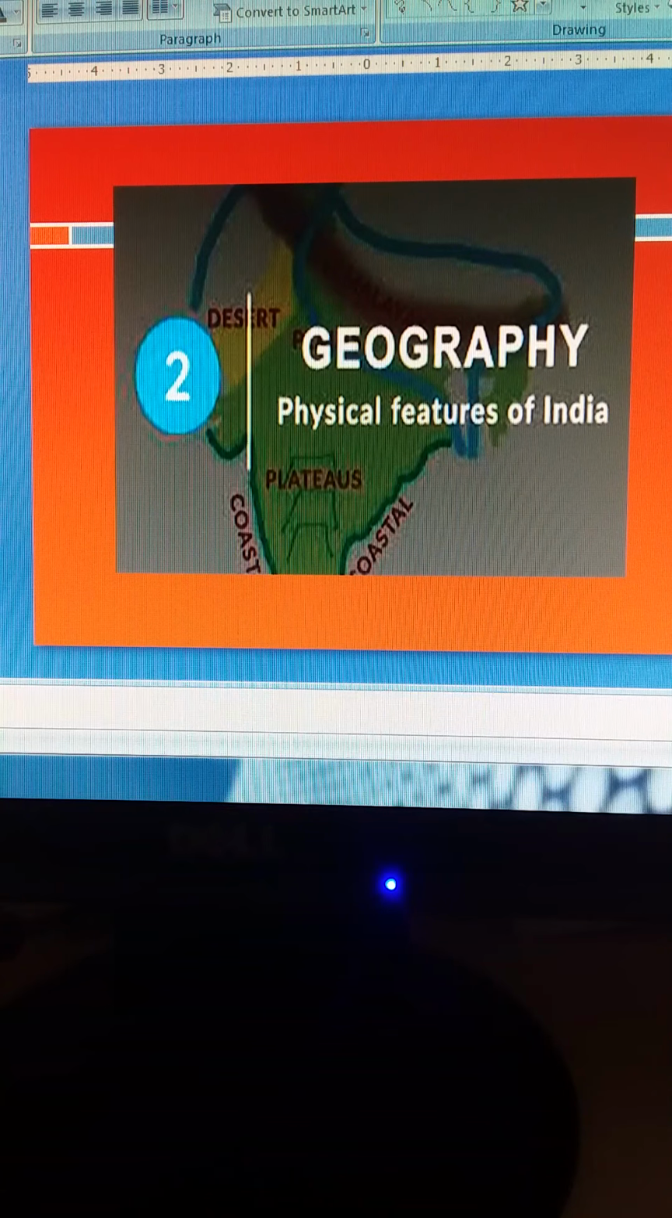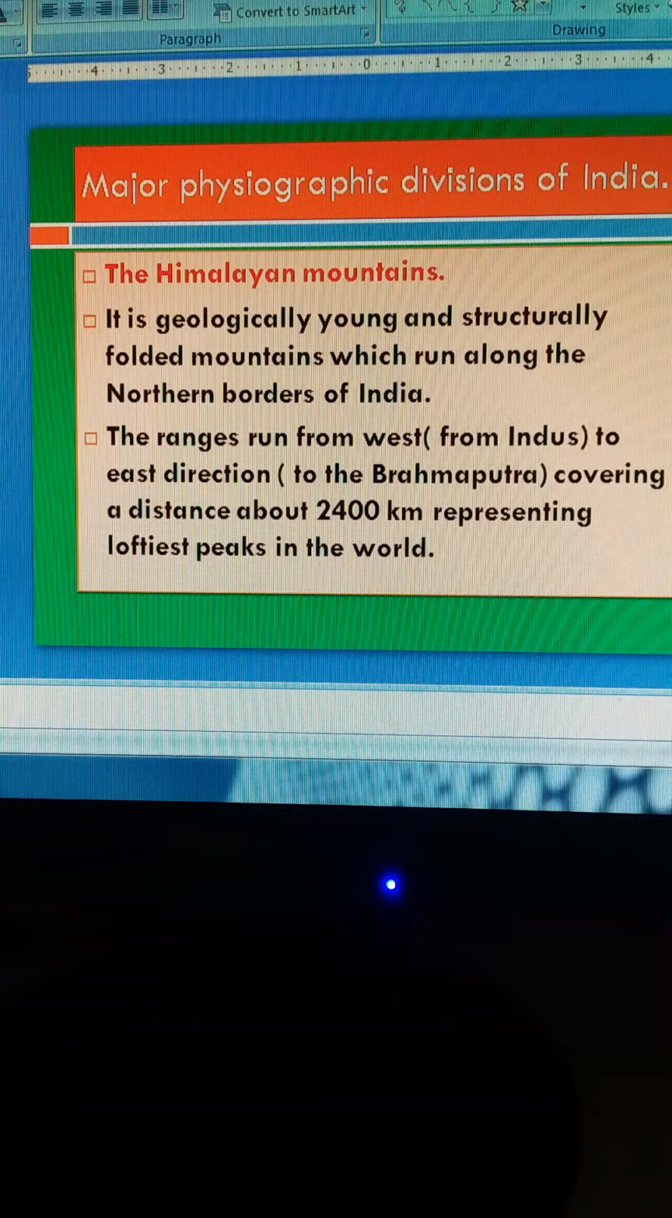Now today we are going to study in detail the major physiographic divisions of India. Among them are the Himalayan mountains, the northern plains, the Peninsula Plateau, the Indian desert, the coastal plains and the islands. Number 1, the Himalayan mountains first.